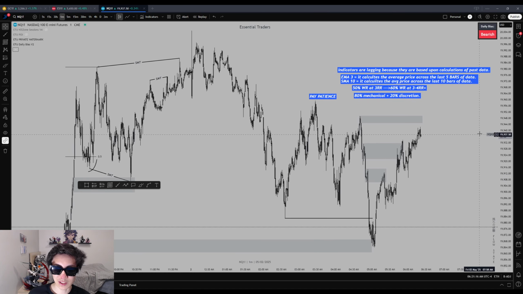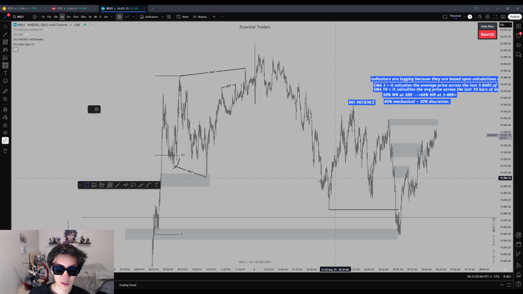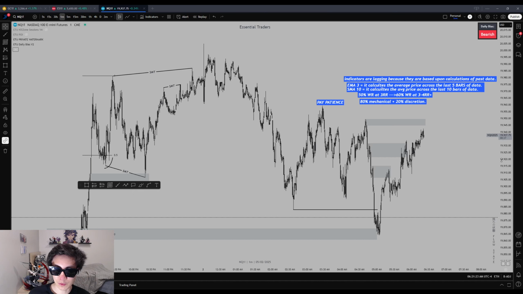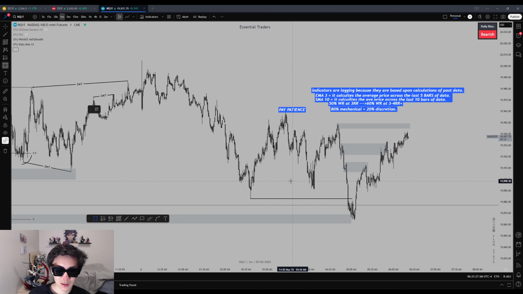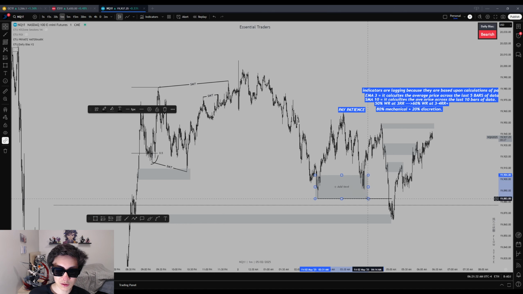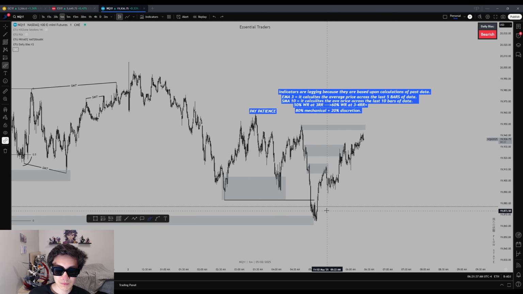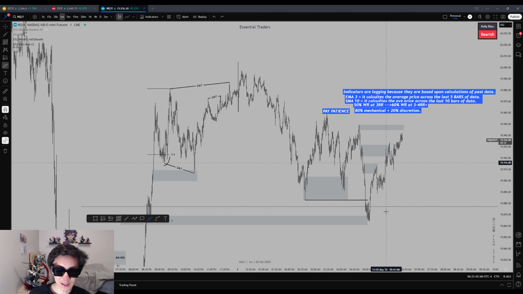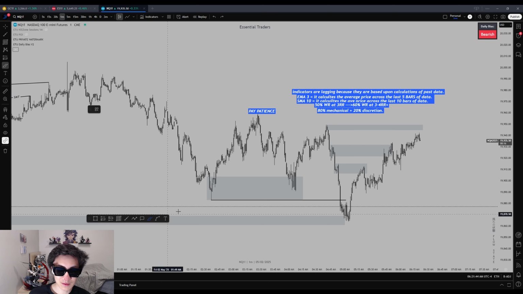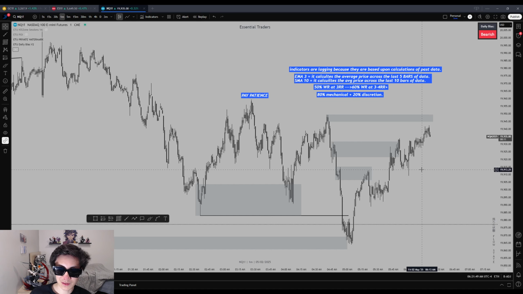Right? But I think discretion is something like determining which PD array to trade off of is better. For example, instead of taking a long here to this high here, maybe taking a trade here off discretion is better than taking a trade here to that high, right? Something like that. I'm just giving a random example.